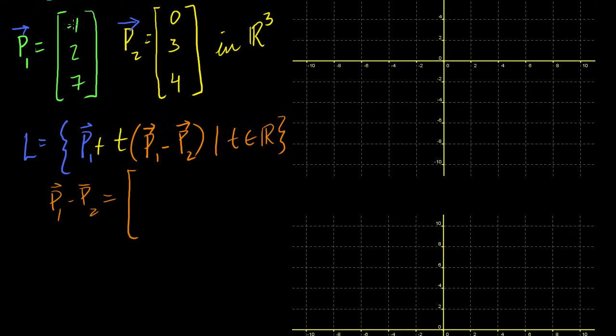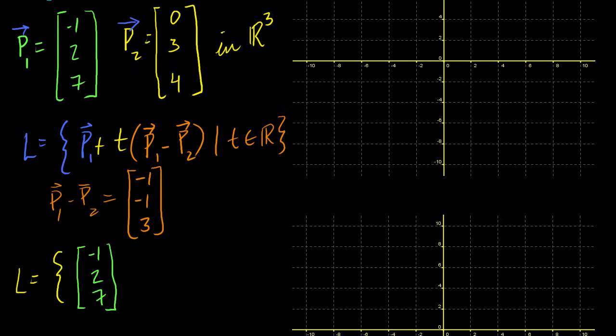P1 minus P2 is equal to, minus 1 minus 0 is minus 1. 2 minus 3 is minus 1. 7 minus 4 is 3. So that thing is that vector. And so our line can be described as a set of vectors that, if you were to plot it in standard position, would be this set of position vectors. It would be P1, minus 1, 2, 7. I could have put P2 there just as easily, plus t times minus 1, minus 1, 3, where, or such that, t is a member of the real numbers.